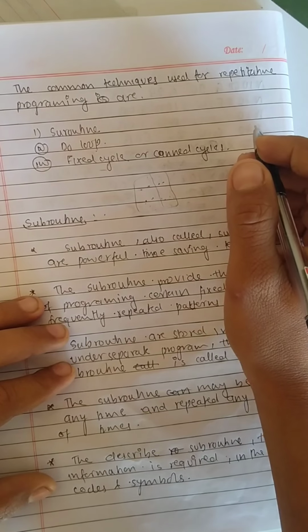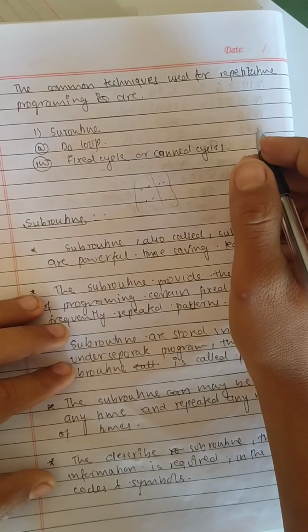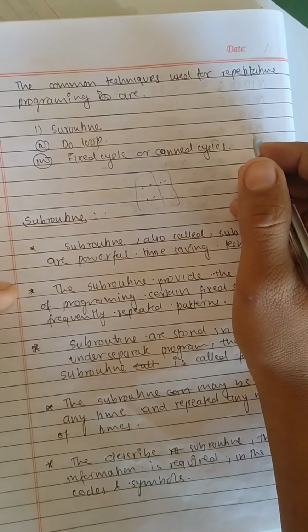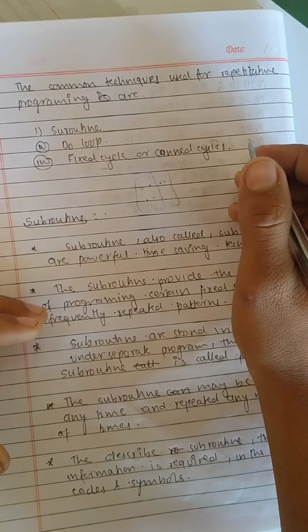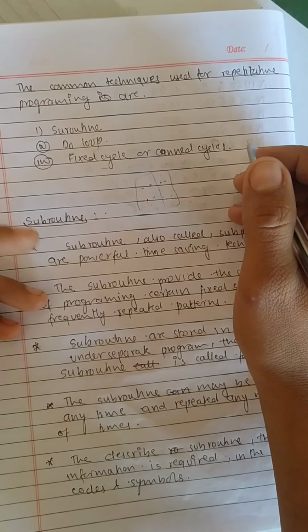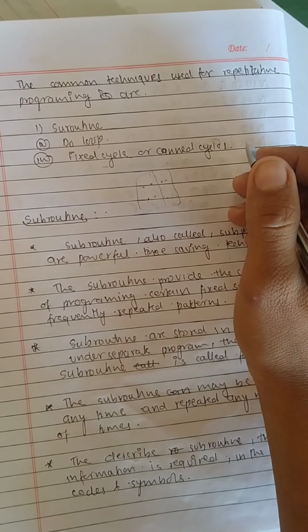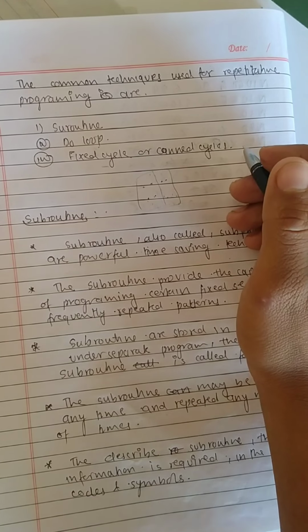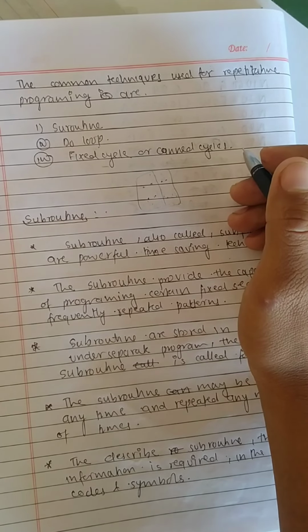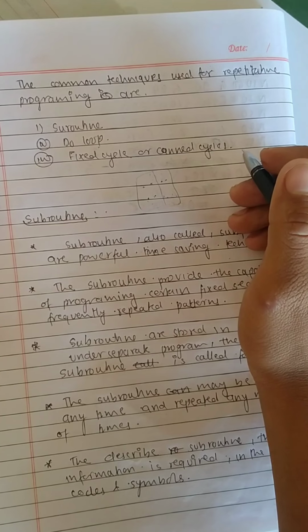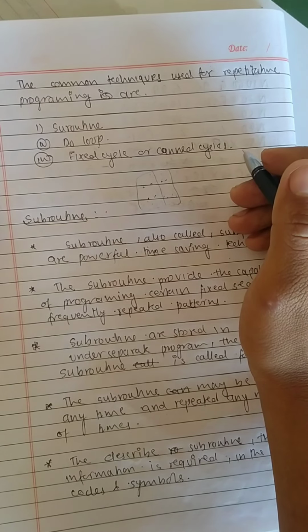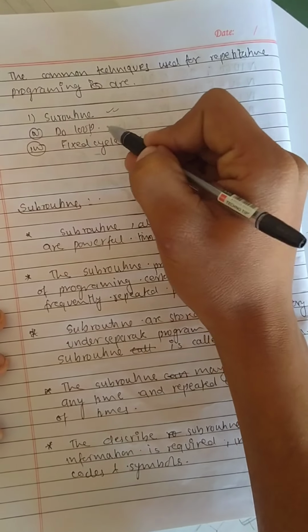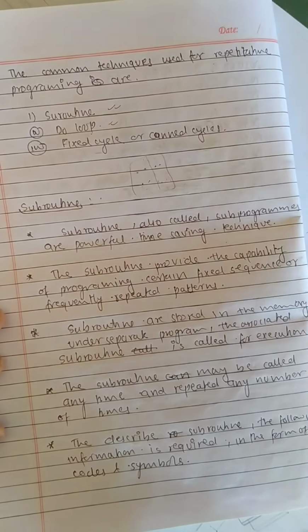Okay, now a similar way of achieving such repetition is provided by the facility of repetitive programming technique available to the part program. Use of repetitive part programming technique significantly reduces the length of the resulting part program, shortens the time required to develop the program, and reduces the computer memory space required for the program. The common techniques used for repetitive part programming are what? Subroutine, do loops, fixed cycle or canned cycle.